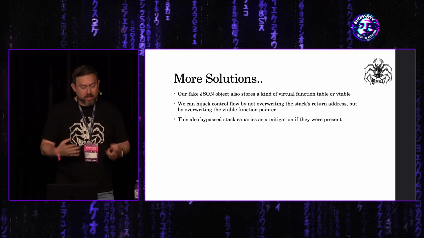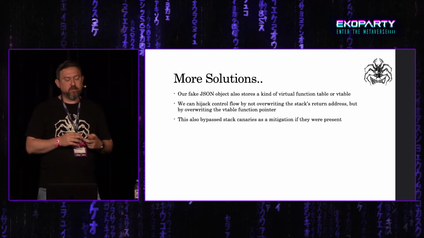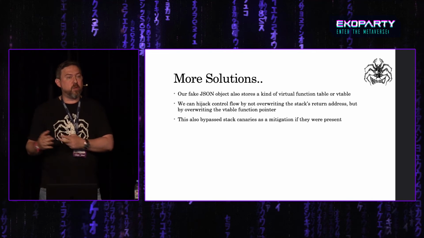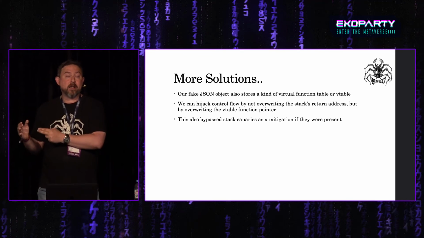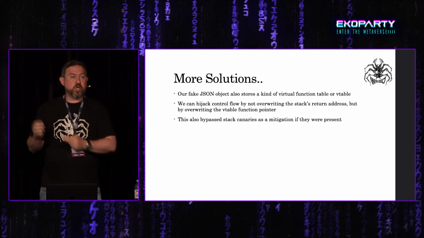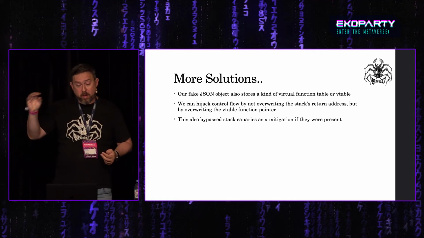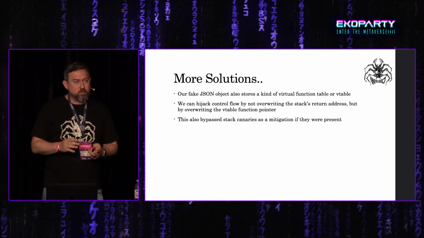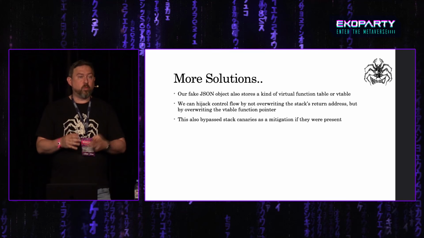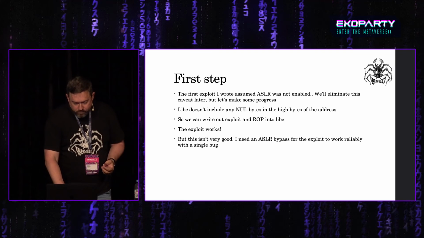And it turns out this is even better. This fake JSON object also stores a kind of virtual function table, or vtable, and we can hijack control flow not by overwriting the return address on the stack, but by making a fake function pointer in our JSON object that is in the user agent part of the memory. This is also good because if stack canaries were used on this particular network service, we would be able to bypass them even if that mitigation was in effect.